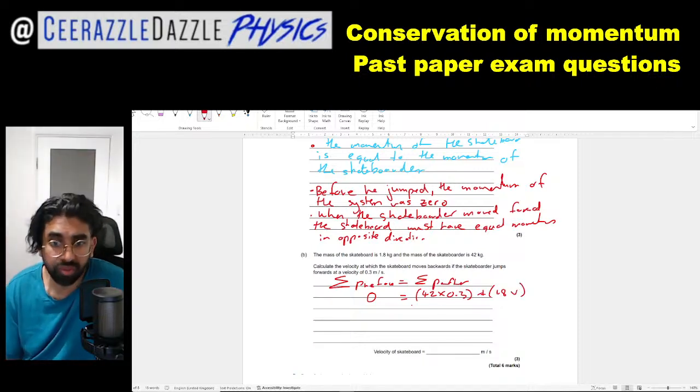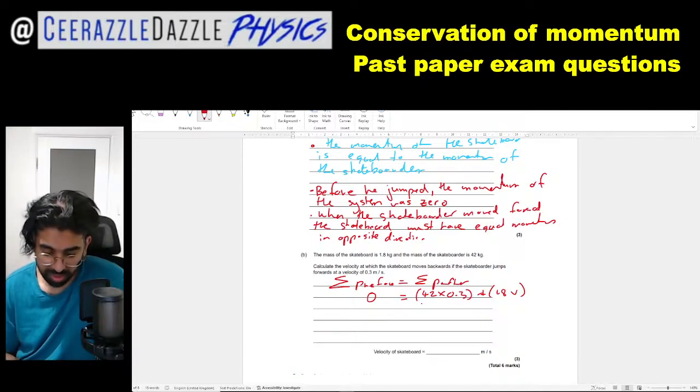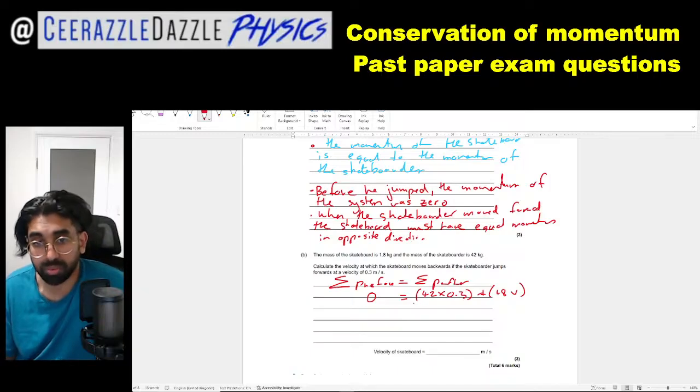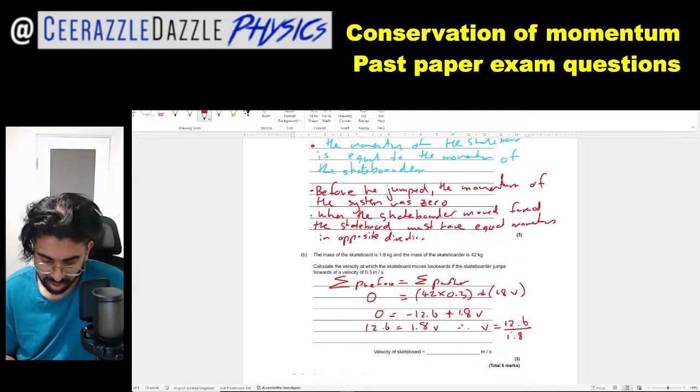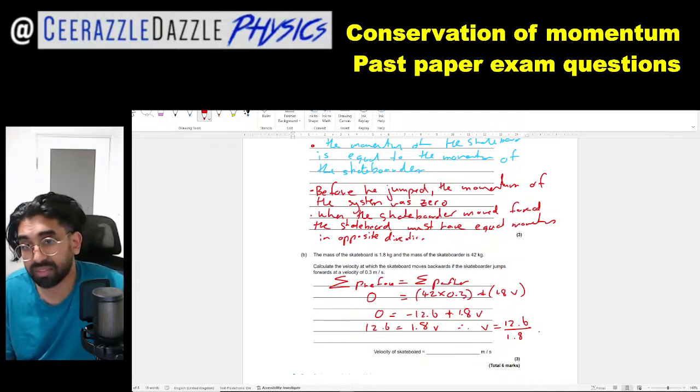Now we're going to rearrange it then. 42 times 0.3 is equal to 12.6. So 0 is equal to minus 12.6 plus 1.8v. Taking the 12.6 across, 12.6 is equal to 1.8v, and therefore v is equal to 12.6 divided by 1.8. So 12.6 divided by 1.8 is equal to 7. So 7 meters per second.